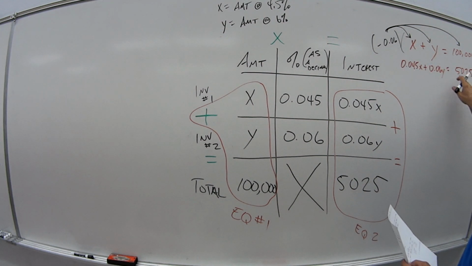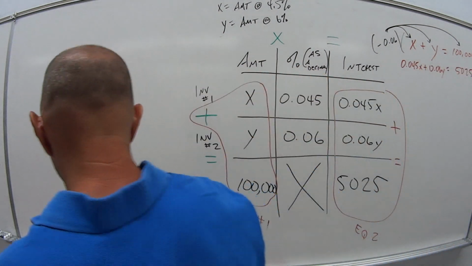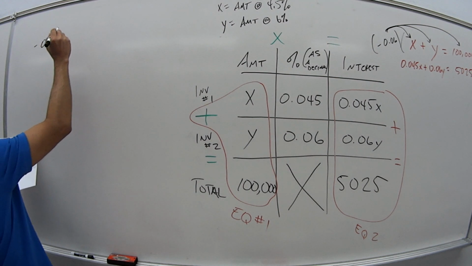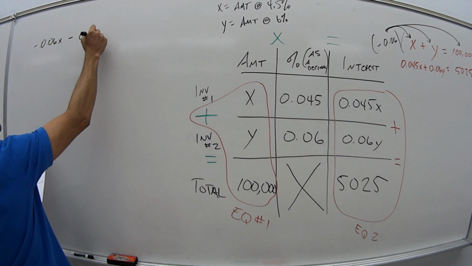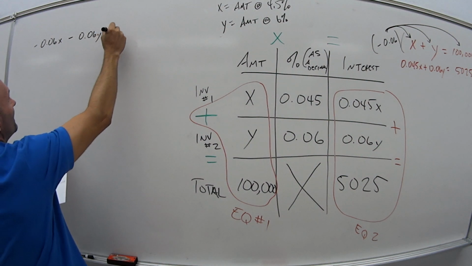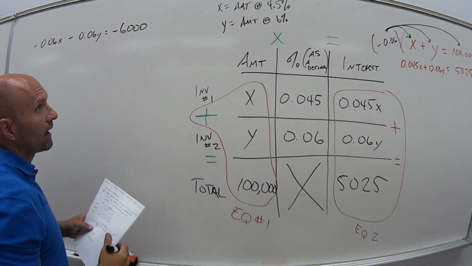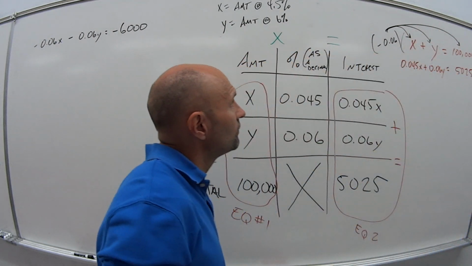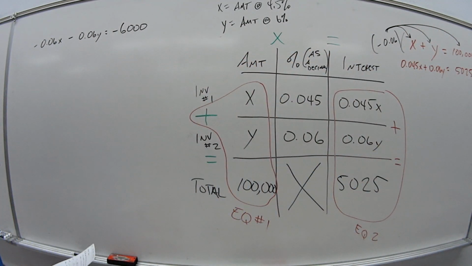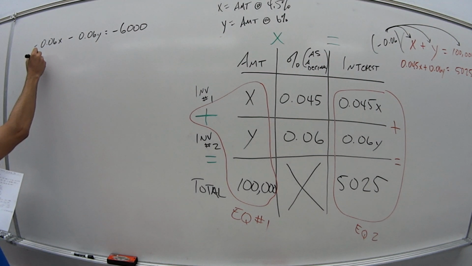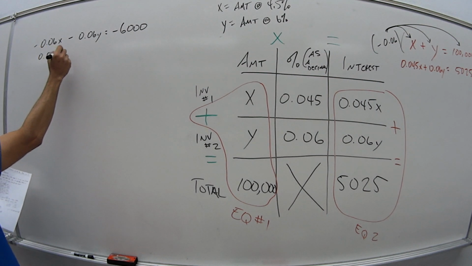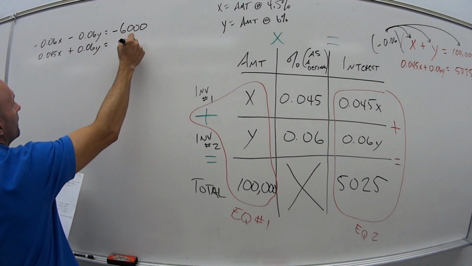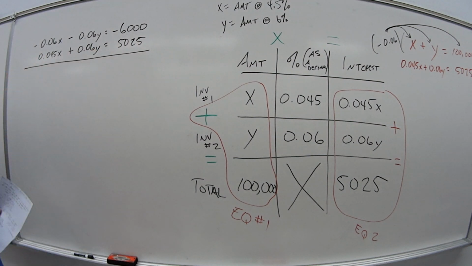and then I can solve for x. So if I do that, my first equation becomes negative 0.06x minus 0.06y equals negative 6,000. So negative 0.06 times 100,000 is negative 6,000. Second equation, leave alone, so 0.045x plus 0.06y equals 5,025.